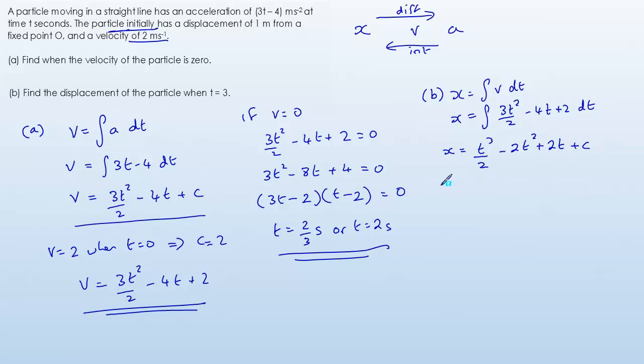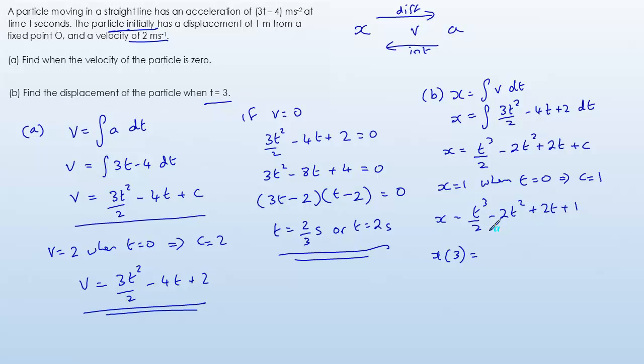But we know that x equals 1 when t equals 0. And that means that c equals 1. If we just substitute in, we can see that's the case. So x is equal to t cubed over 2 minus 2t squared plus 2t plus 1, and we want x of 3.